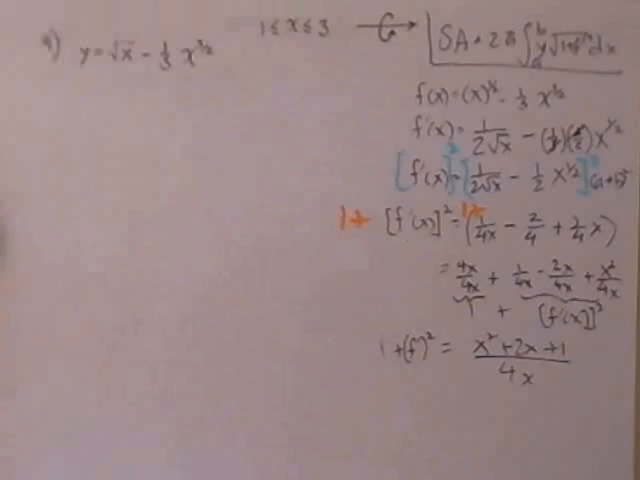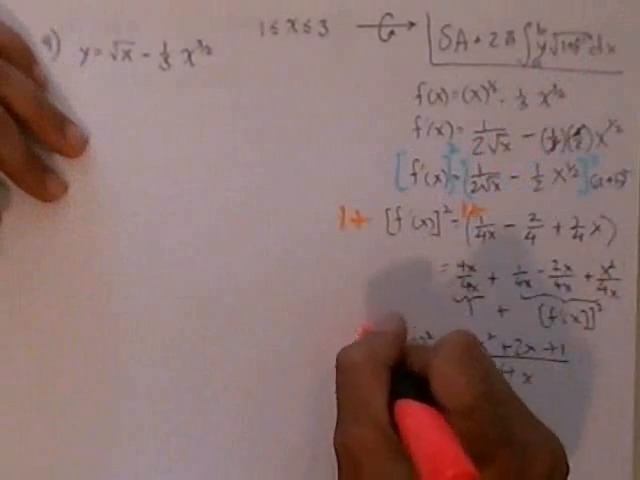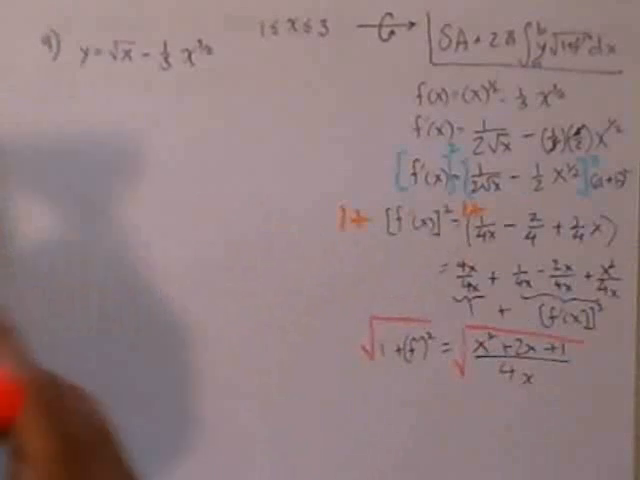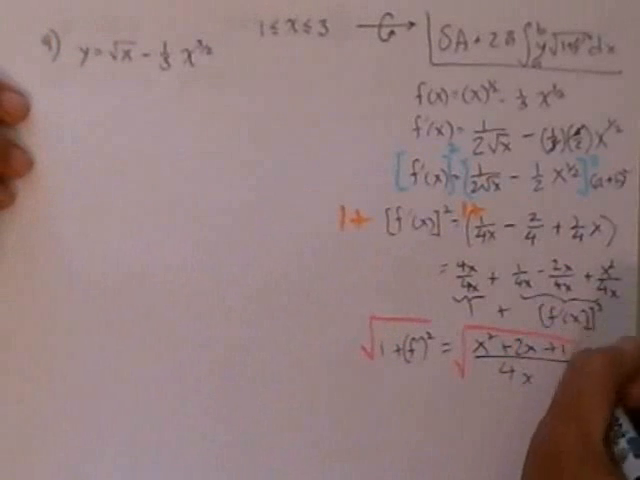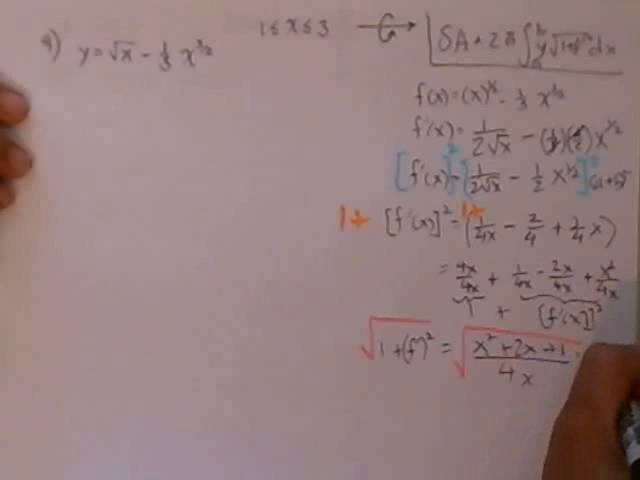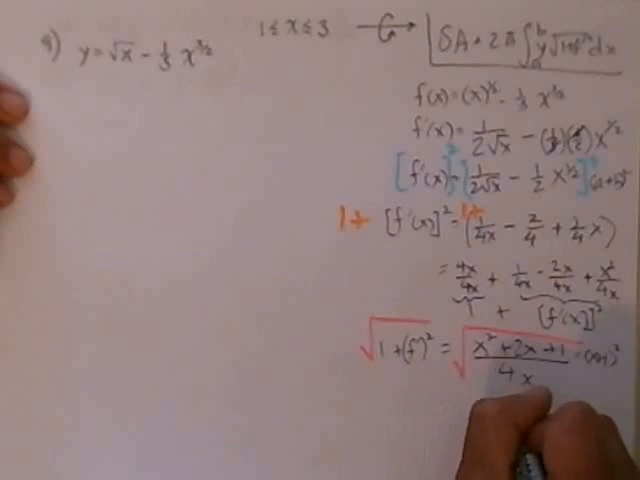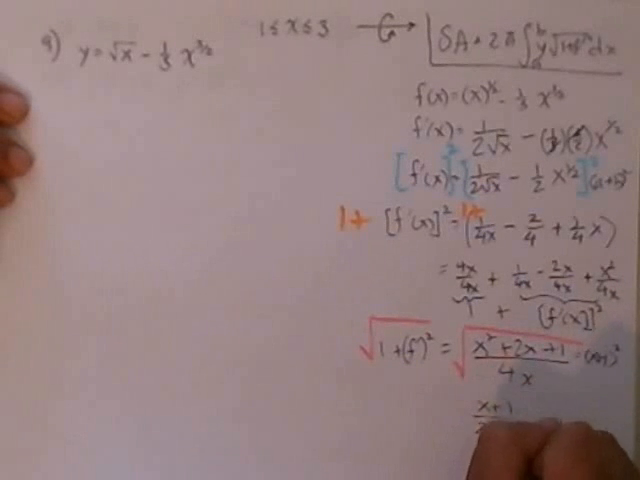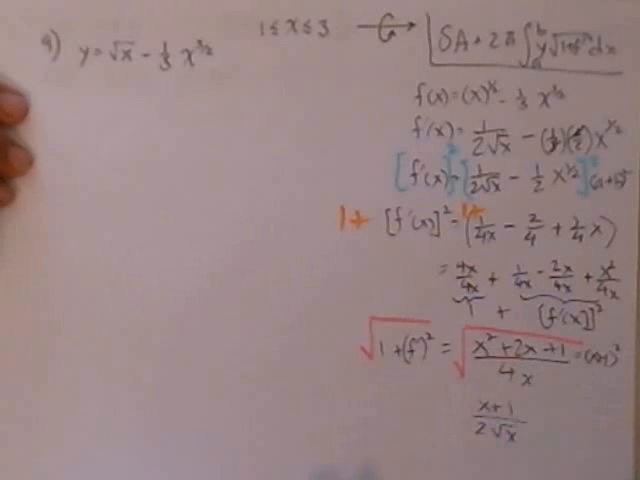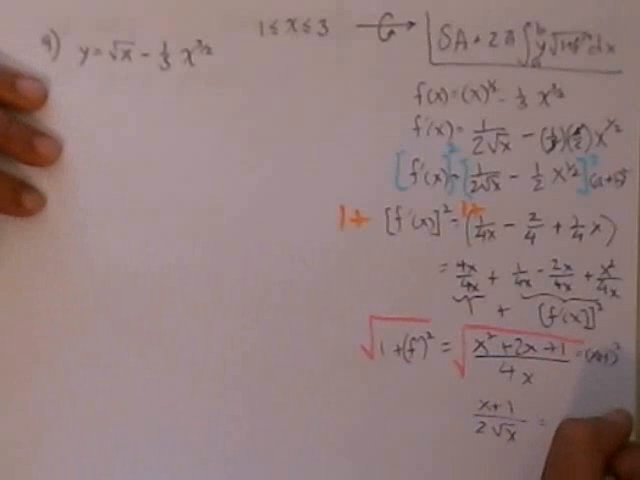Next thing I'm going to do is square root it. Let's use a different color, pink this time, because I want the square root of 1 plus f prime squared. Notice here, that's the same thing as x plus 1 squared. So the square root of x plus 1 squared is going to be x plus 1 over 2 radical x, because the square root of 4 is 2, and the square root of x is square root of x. And finally, I'm going to factor out the 1/2. It's going to be x plus 1 over radical x.